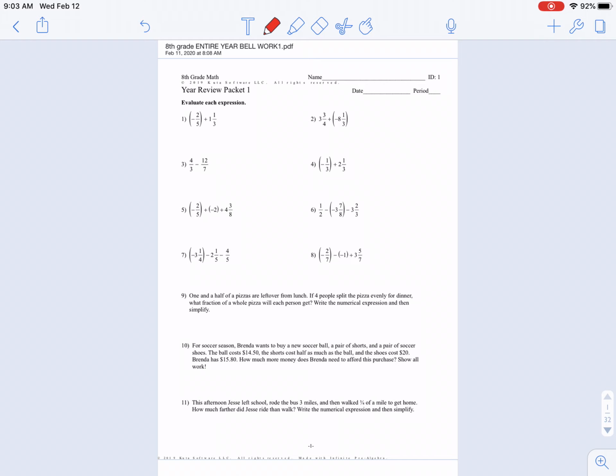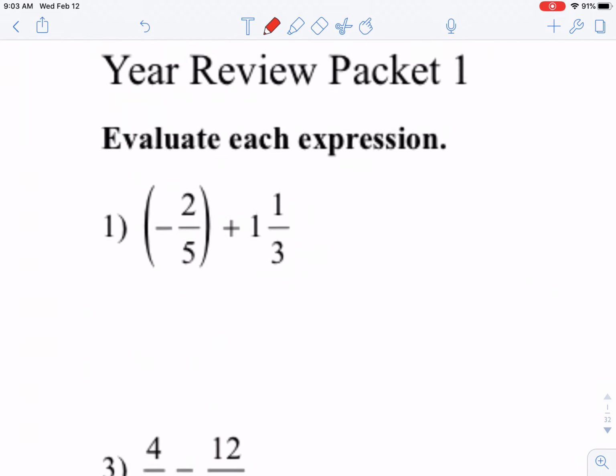Today we're going to focus on adding and subtracting rational numbers or multiplying and dividing rational numbers. Primarily, our focus is going to be working on positive and negative fractions or mixed numbers. So let's take a look at number 1.